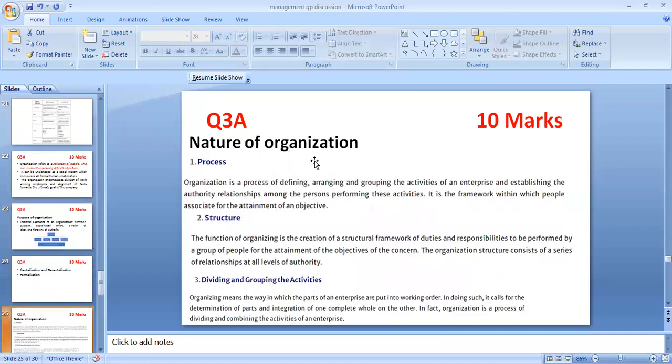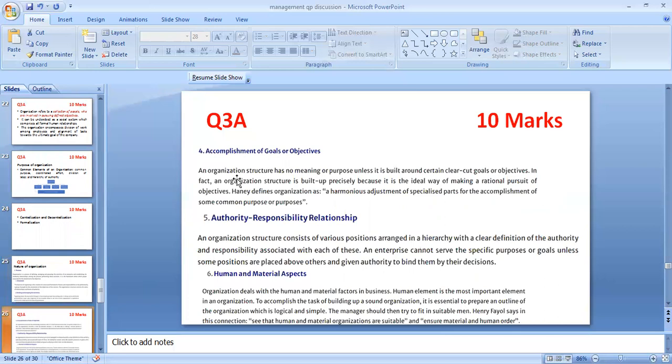If I talk about the nature of organization, the first one is process, the structure. There are different structures, for example, matrix structure, horizontal structure, vertical structure, dividing and grouping of activities. Similarly, accomplishment of the goals and objectives, authority and responsibility relationship, to whom you should report, that is also very important. Then the human and material aspect, some part of human moral value, etc.